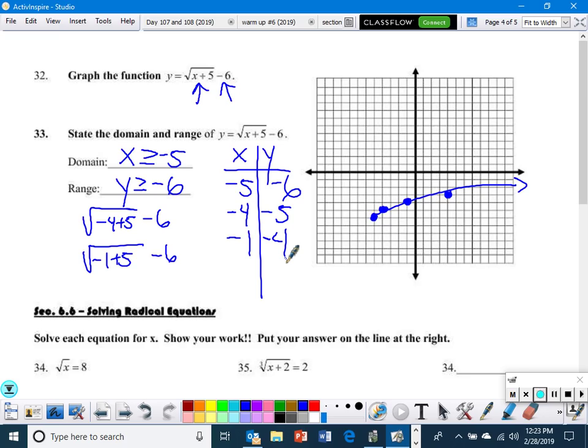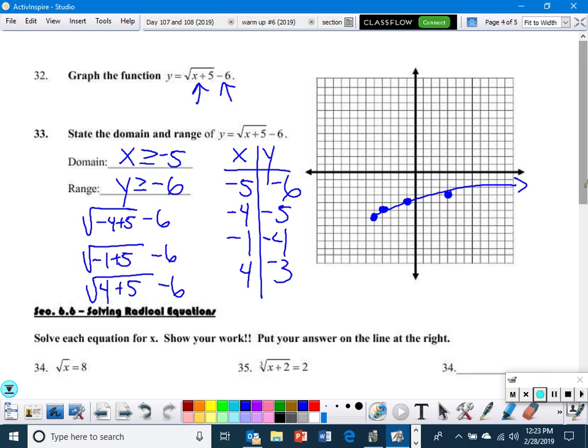Okay, and then the next number that gives me a perfect square is, what would I add to 5 to make the next perfect square? Well, it would have to be a 4, because that's 9. And then square root of 9 is 3. So 4, negative 3. 3 minus negative 6 is negative 3. Right? Look at the calculator. Try it there. All right, moving on.